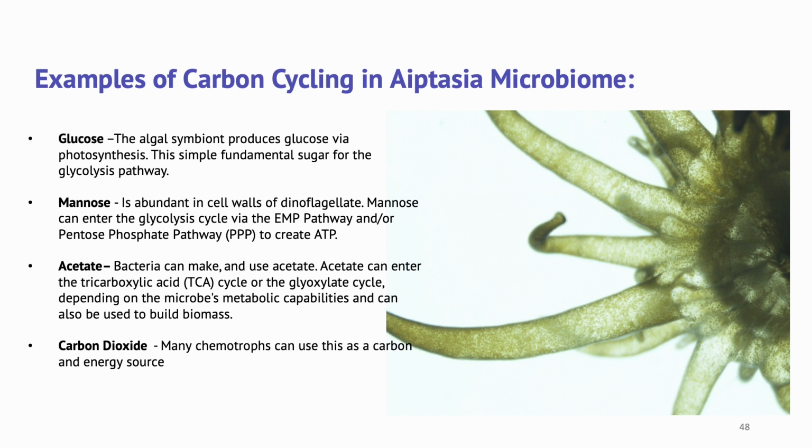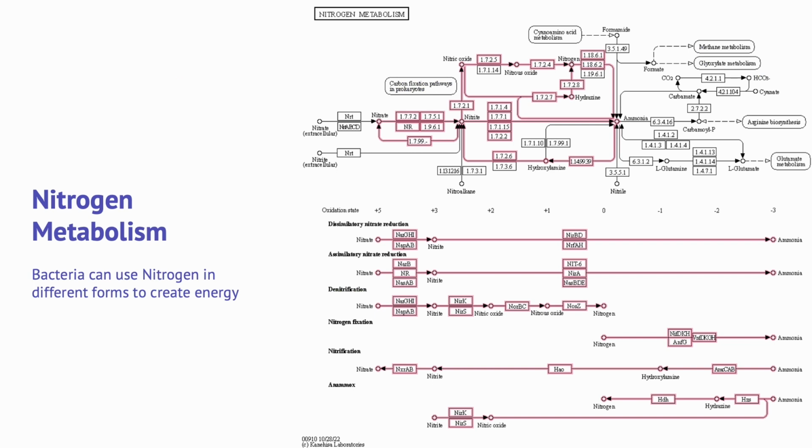Acetate is another type of carbon that bacteria can use and pop into the TCA cycle. And then there's inorganic forms of carbon like carbon dioxide. Many chemotrophs use this as not only a carbon source, but an energy source too. We've talked a lot about glucose metabolism. Now, I want you to think about the electron transport chain, and we're not going to go over that again, but just know that microbes can also use different forms of nitrogen as a terminal electron acceptor through the electron transport chain, right? And that gives it different types of abilities to create energy in different types of scenarios.